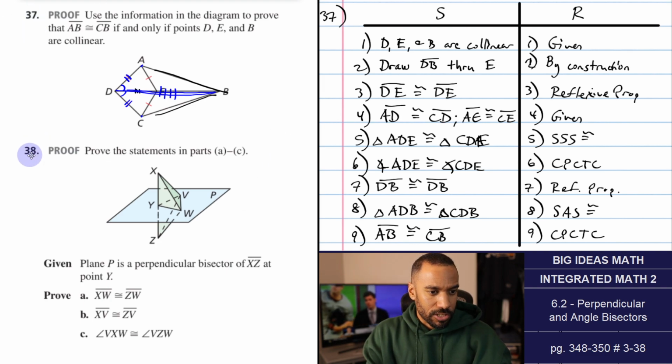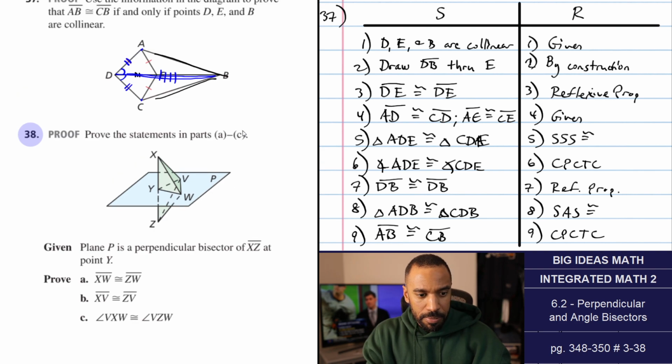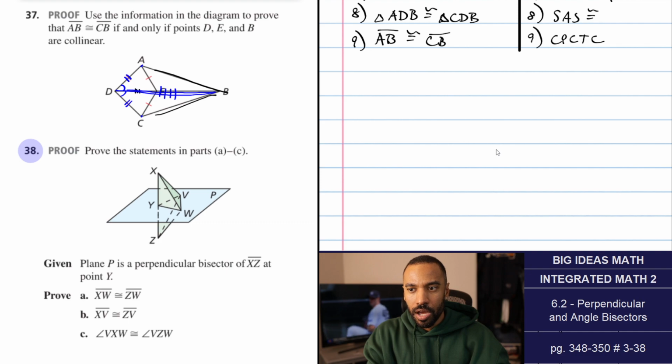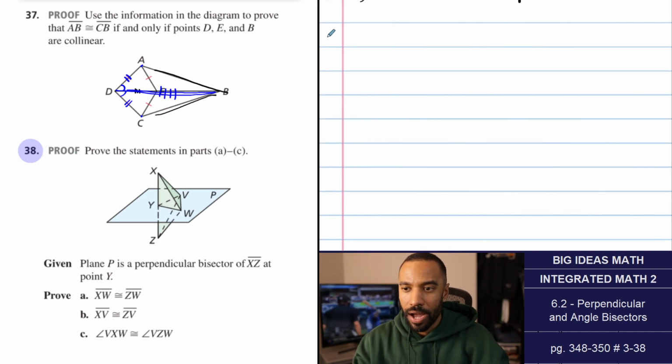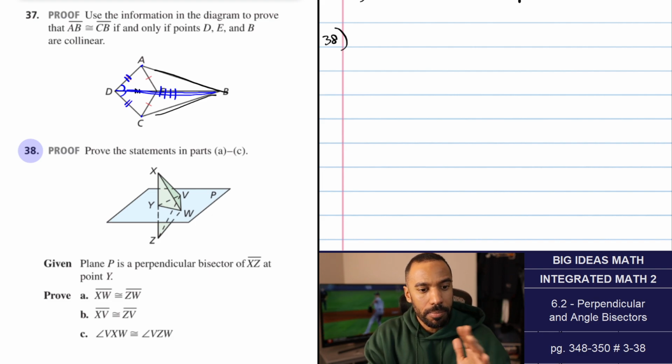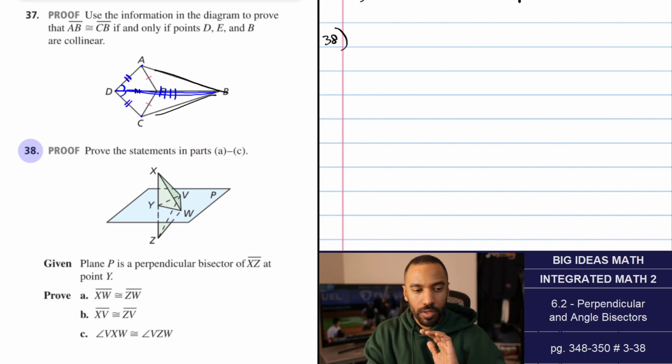Now, 38 is the last question, but I'm intimidated because we have to do 3 different proofs. I don't know if I can lean one into the next. I really hope that I can, but I'm not sure because this is a 3D object.